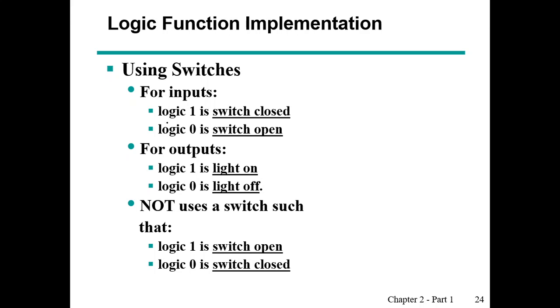So we'll see how we are going to interpret the status of the switches. If the switch is closed, it is conducting, we say it represents logic 1. When the switch is open, and it is not conducting, we say it is logic 0. The output is going to be a light. When it is on, it is logic 1. When it is off, it is logic 0. NOT uses a switch such that logic 1 is switch open, when it is not conducting. It is opposite to this thing. And logic 0 is switch closed.